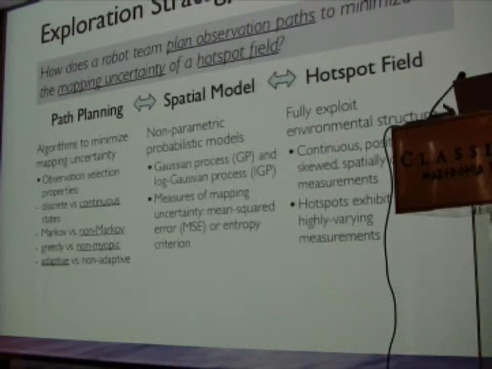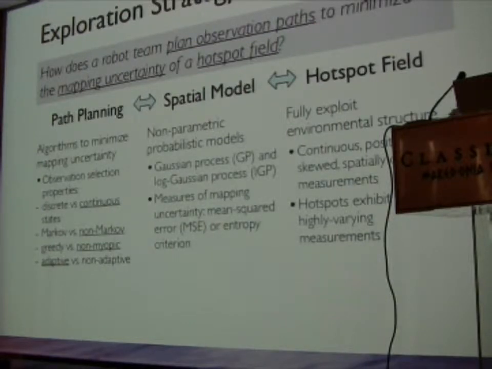And whether we want Markovian or non-Markovian exploration strategies. So in my work, I'm looking at continuous states because this allows the exploration policy that I have to capture the continuous measurements of the hotspot field. And I'm using the non-Markovian assumption because with this, the policy can be informed by the entire history of spatially correlated measurements. Now, there are two other important properties: whether it's greedy or non-myopic, and whether it's adaptive or non-adaptive.